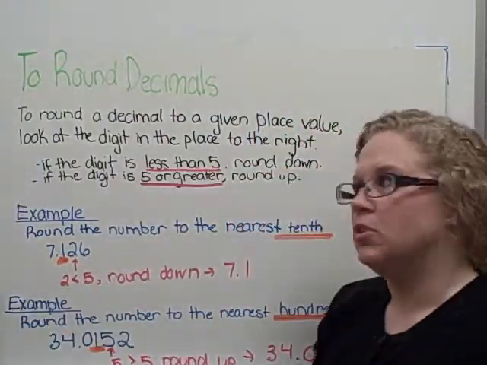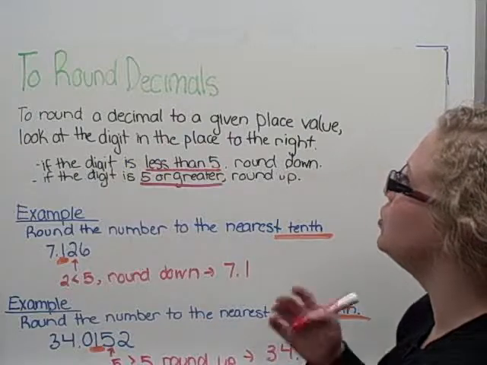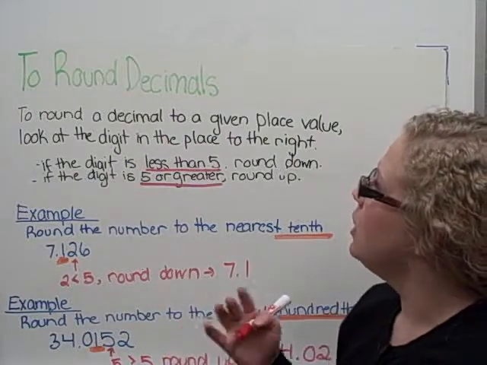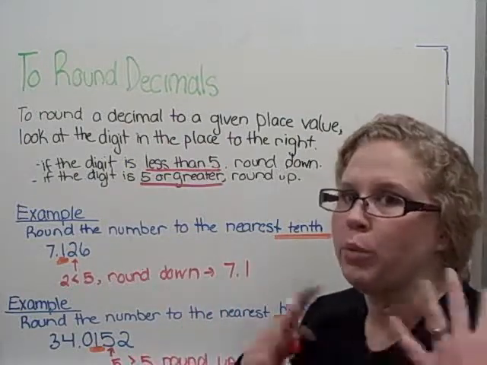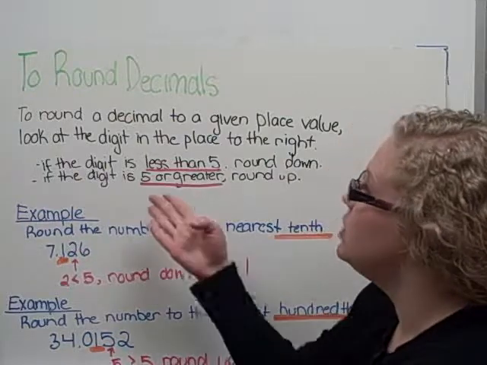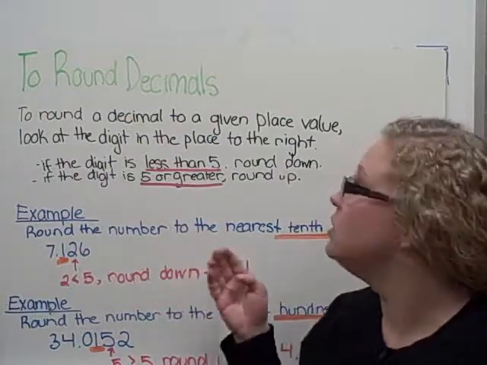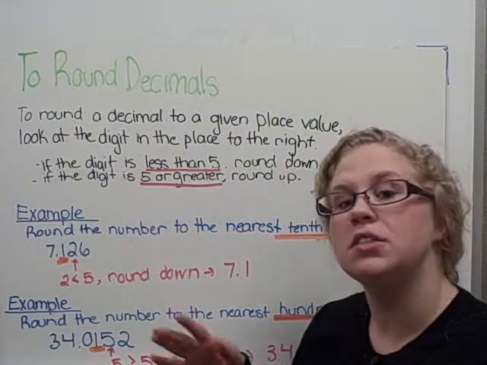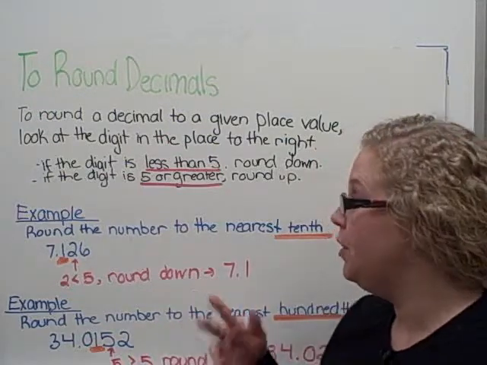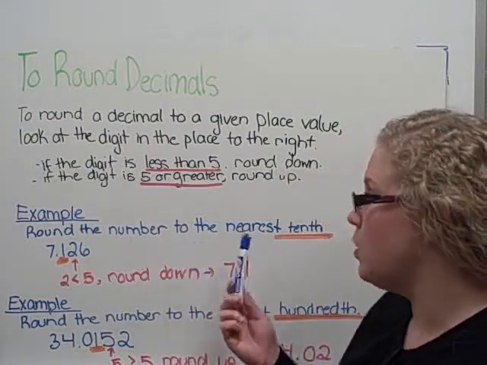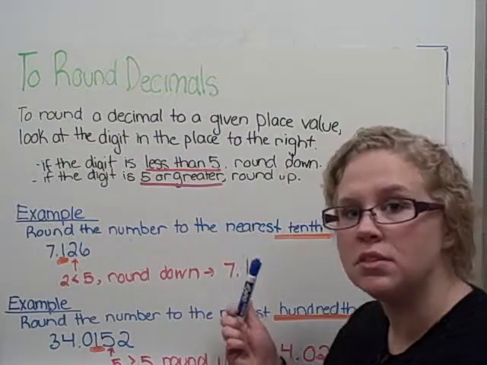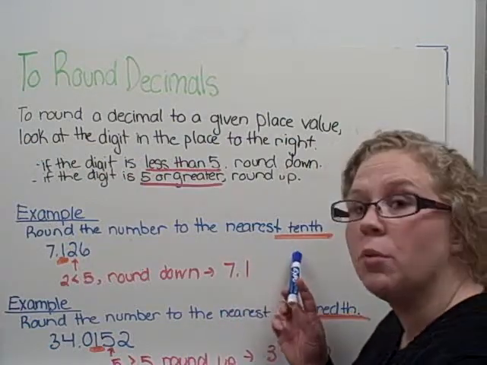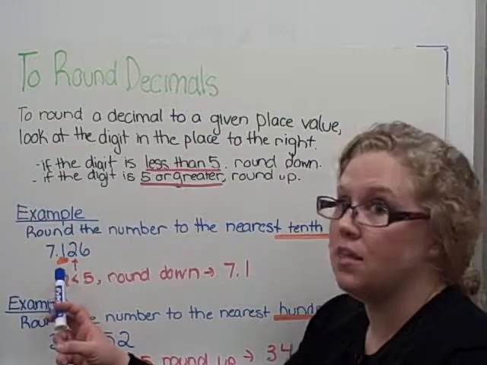To round decimals, finally, we want to look at the digit in the place to the right of where we're trying to round. So if the digit is less than 5, we're going to round down, and if the digit is 5 or greater, we're going to round up. So in our first example here, we want to round the number to the nearest tenths. What I like to do is underline what we're looking for and then underline it again in the number.